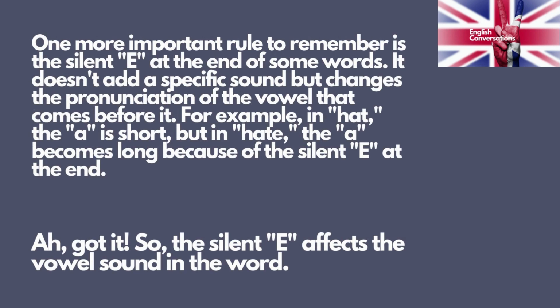One more important rule to remember is the silent E at the end of some words. It doesn't add a specific sound, but changes the pronunciation of the vowel that comes before it. For example, in hat, the A is short, but in hate, the A becomes long because of the silent E at the end. So, the silent E affects the vowel sound in the word.